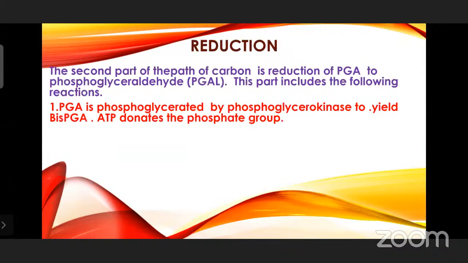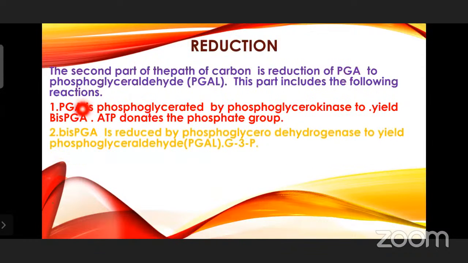Reduction is the second stage. The second part of the path of carbon is reduction of phosphoglyceric acid. So ATP and NADPH, which are synthesized in the light reaction, will be utilized here. That's why this is called the reduction stage. In this reduction stage, the phosphoglyceric acid is converted to phosphoglyceraldehyde, or we can also say glyceraldehyde 3-phosphate. Don't get confused with the terminology of PGAL or glyceraldehyde 3-phosphate; both are the same. This part includes the following reactions. First ATP will be added, then NADPH will be added.